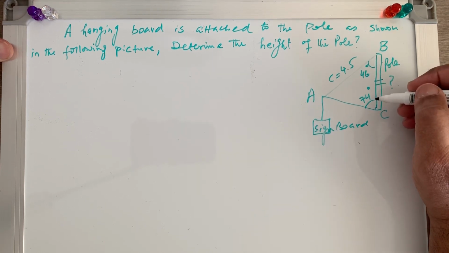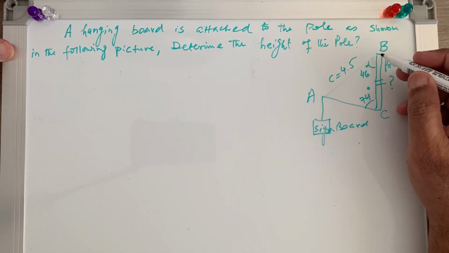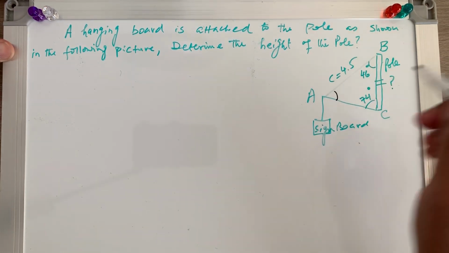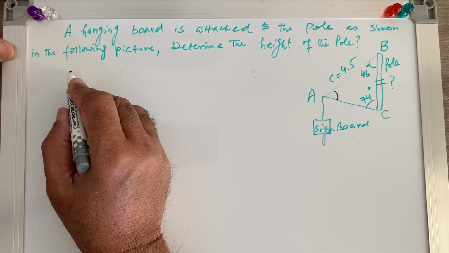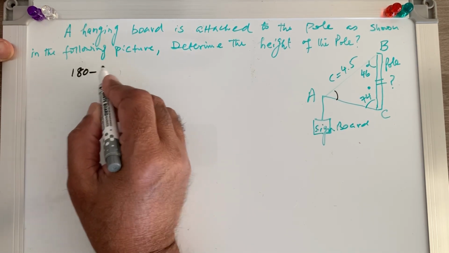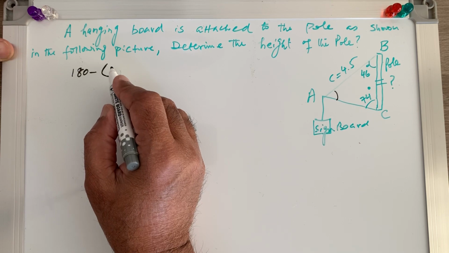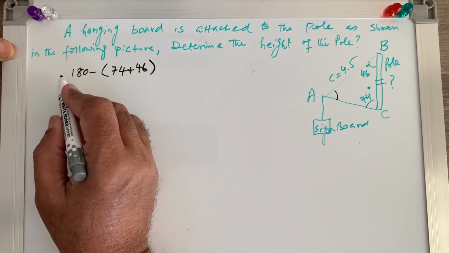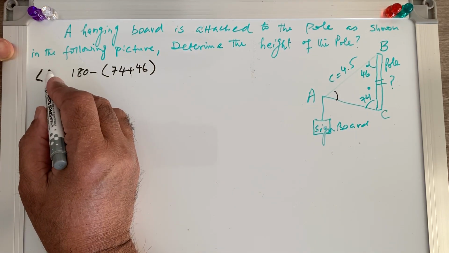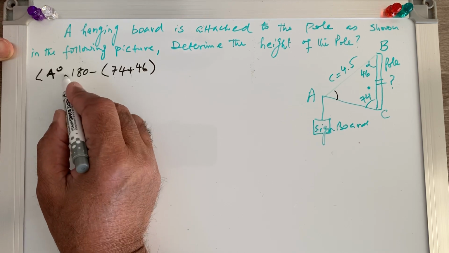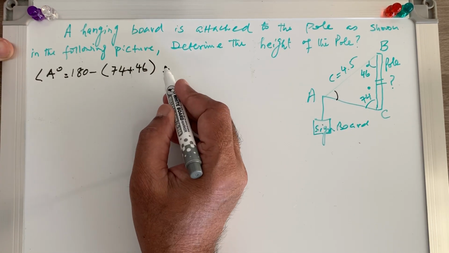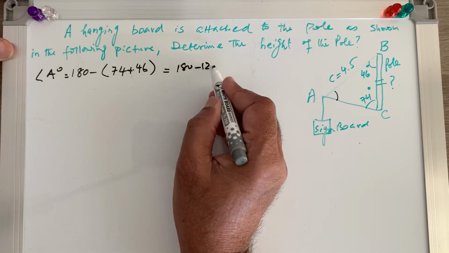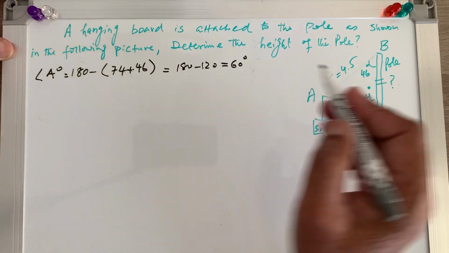Two angles are given. You know that whenever a triangle has two angles known, we can find out the third angle because the sum of all the angles of a triangle is 180. So you can always subtract the sum of the two angles, 74 plus 46, and that will give us the other angle, which is angle A in this case. So 180 minus 120 gives you 60 degrees. So this angle is 60 degrees.